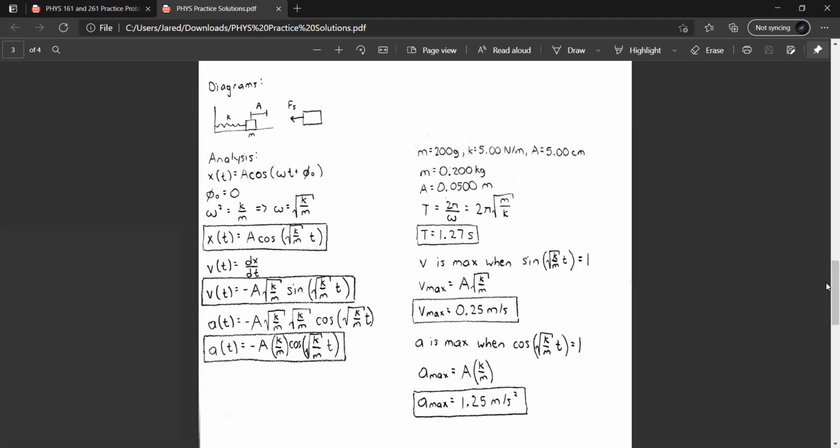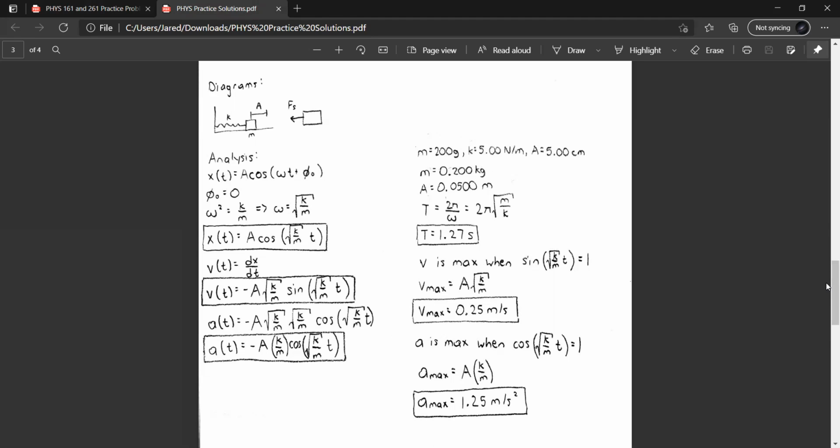To get the velocity function, it's simply the derivative of what we previously got. So we have to take the square root of k over m outside of the trig function and turn the cosine into a negative sine. So v of t is going to be equal to negative a times the square root of k over m times sine of the square root of k over m times t.